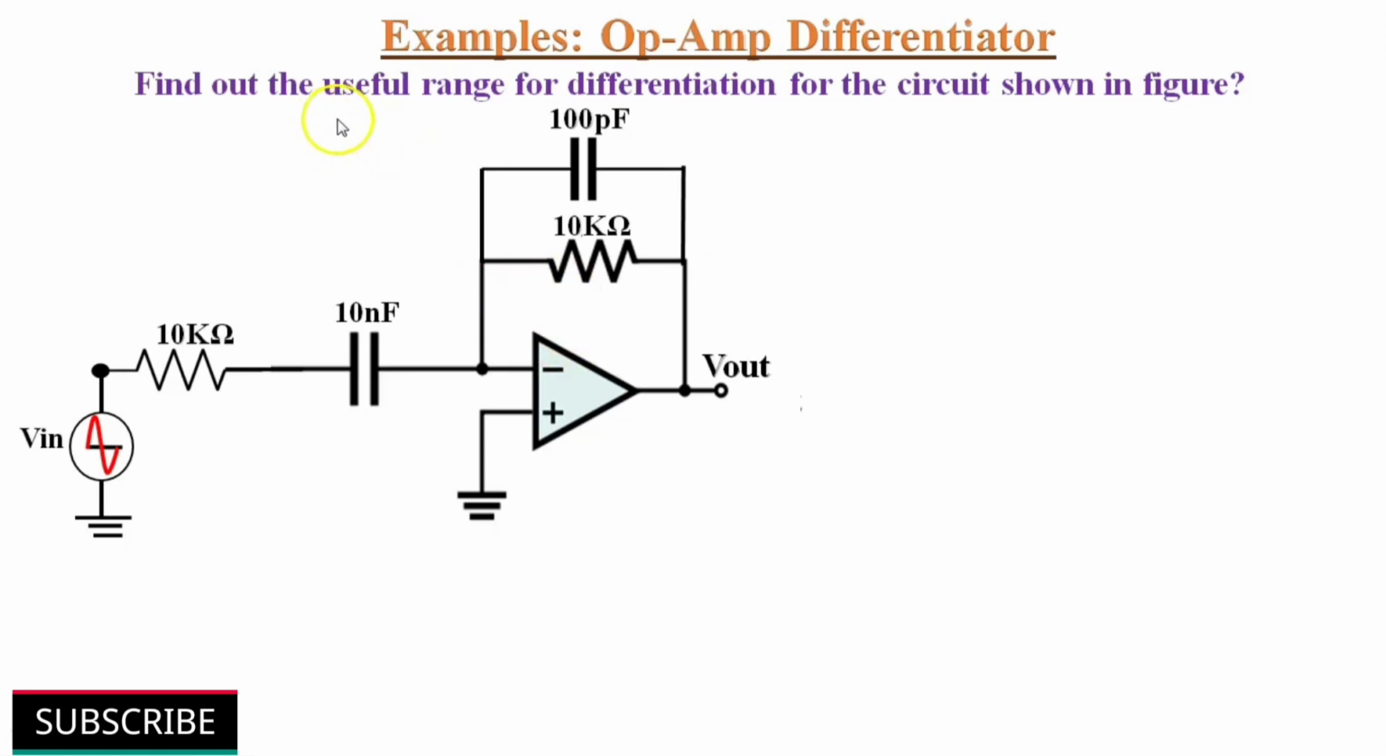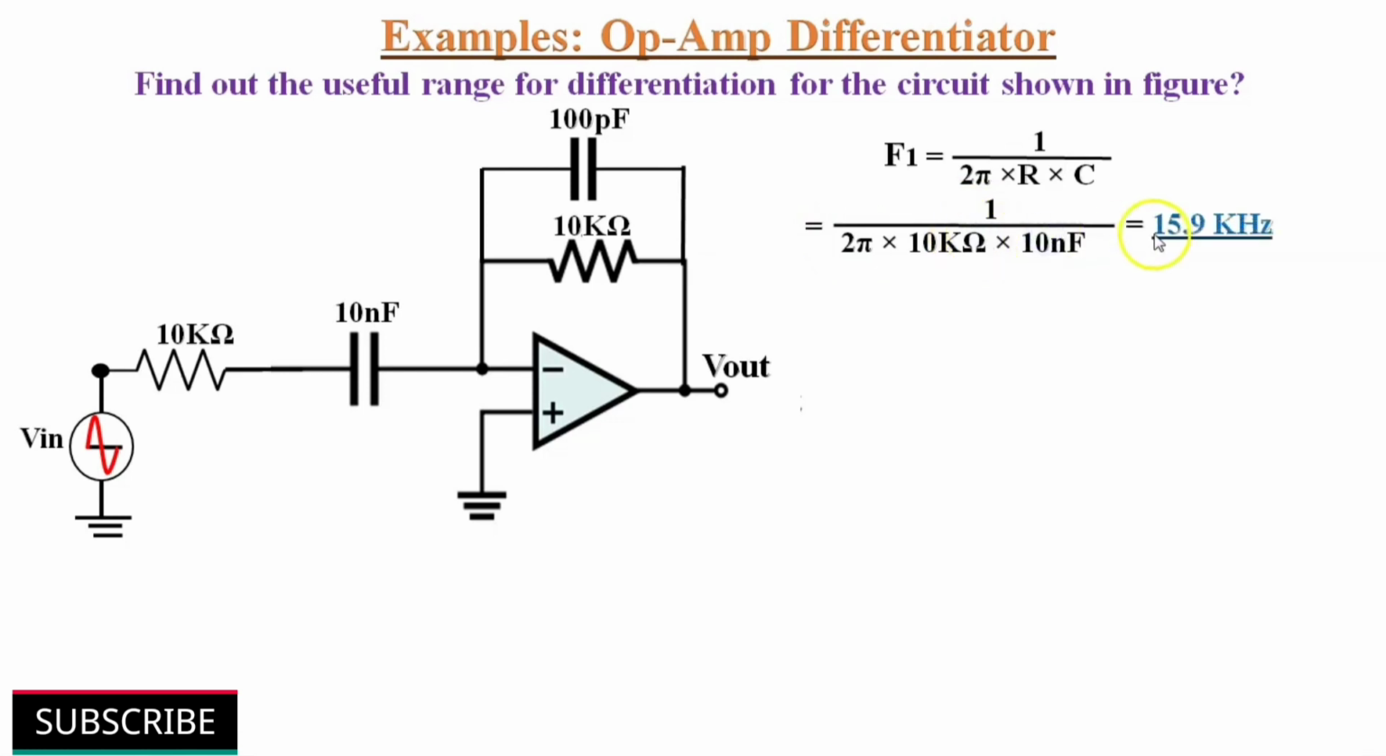Find out the useful range for differentiation for the circuit shown in this figure. Here the values of input and feedback resistors and capacitor components are different. So we have two cutoff frequencies. Cutoff frequency F1, because of the input resistor and capacitor, equals 1 divided by 2 pi RC. Let's insert the values of the input components. That gives 15.9 kHz of cutoff frequency F1.